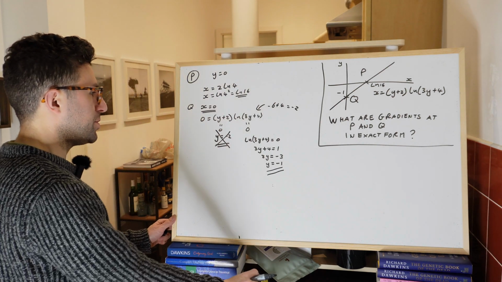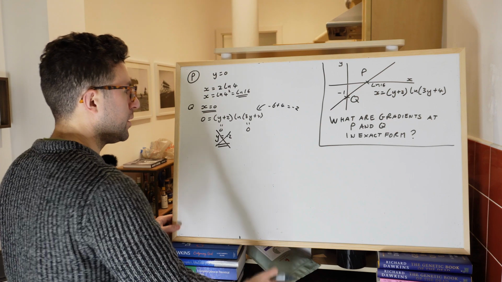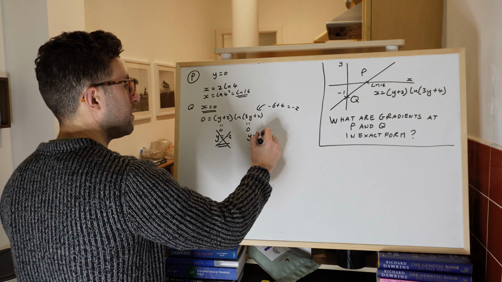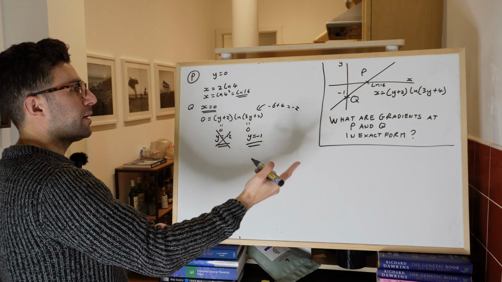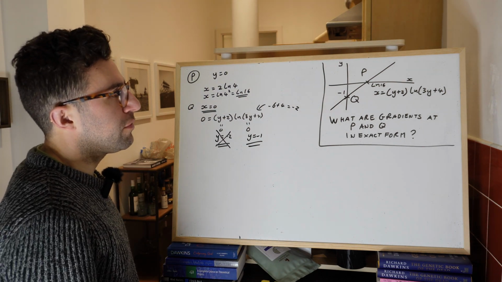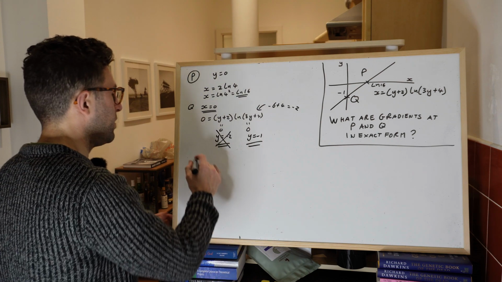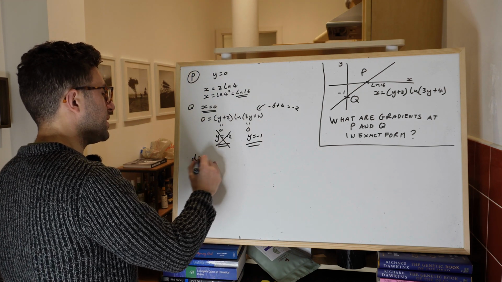Now then, we need gradients. Gradients means differentiation. Let's just rub this out a little bit. We know that y equals minus 1 is the answer. Let's rewrite it. And let's differentiate. You could try and get that as y equals, or you could do dx by dy and then flip it. Is that probably the easiest thing? I think so. So let's do dx by dy.